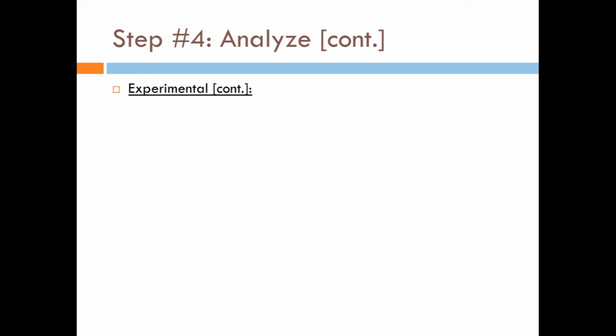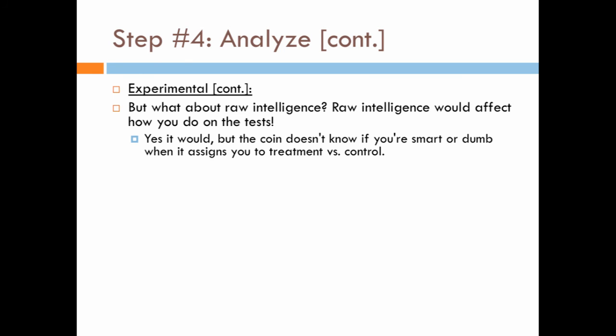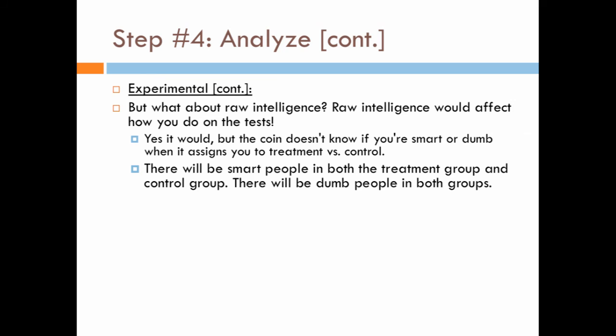But you might be wondering about other things that matter, like how about raw intelligence? Raw intelligence would certainly affect how you do on tests, right? Yep, you bet it would. But the coin doesn't know if you're smart or if you're dumb when it assigns you to the treatment or to the control group. In other words, there will be smart people in both the treatment group and the control group, and there will be dumb people in both groups too.